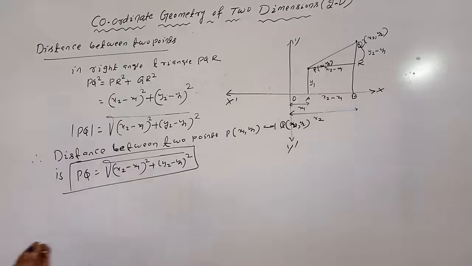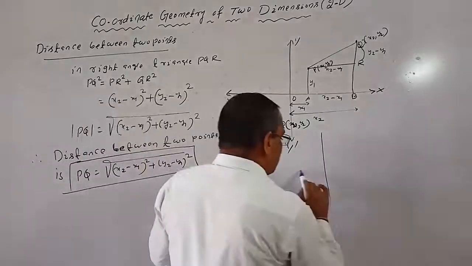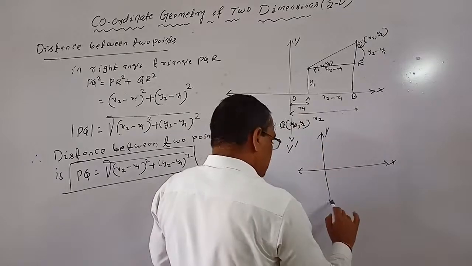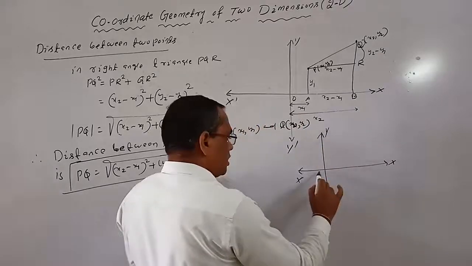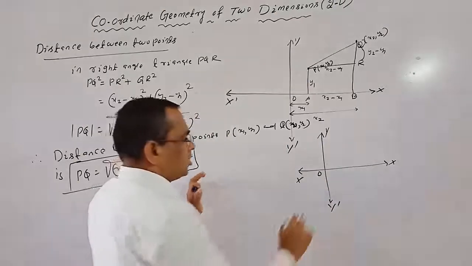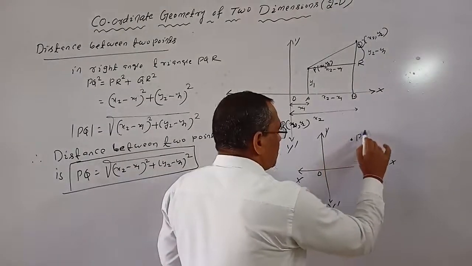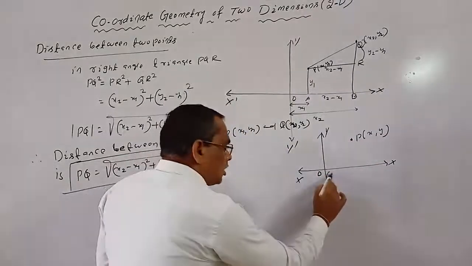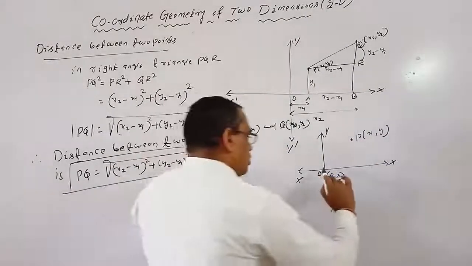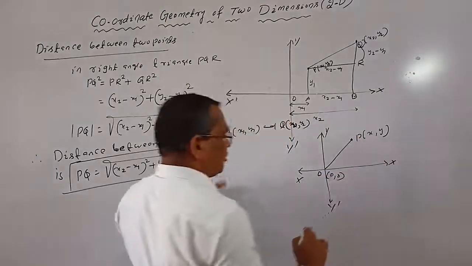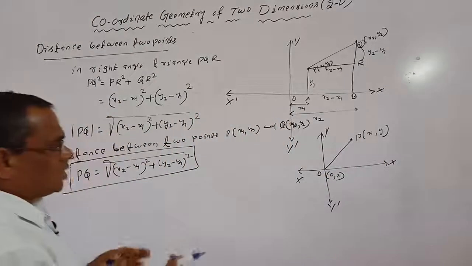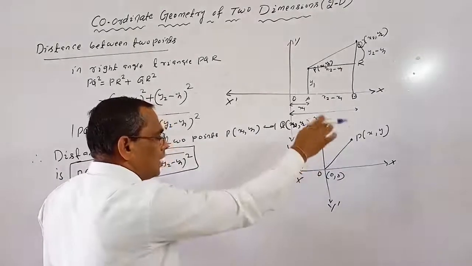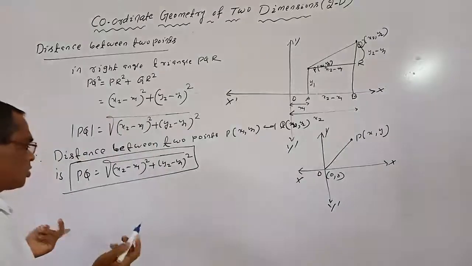Now to determine the distance of the point P of x comma y, on a coordinate axis y dash, and this is the x dash. You know this one is the origin. Suppose one point is given, P of x comma y. You know the coordinate of the origin is 0 0. What is the distance from this point to P? The distance of the point P of x comma y from the origin means root of x coordinate square plus y coordinate square.